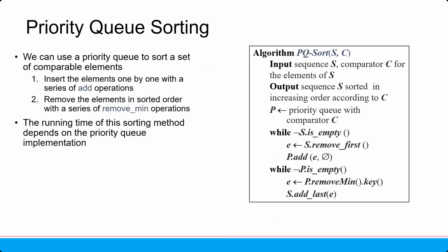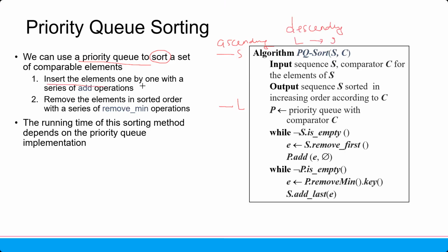So the priority queue sorting. The priority queue sorting means we can use a priority queue to sort. Sort means I want to arrange from small to large value because this is ascending. Or we have sorting with descending. If it is descending, it is from large value to small value.